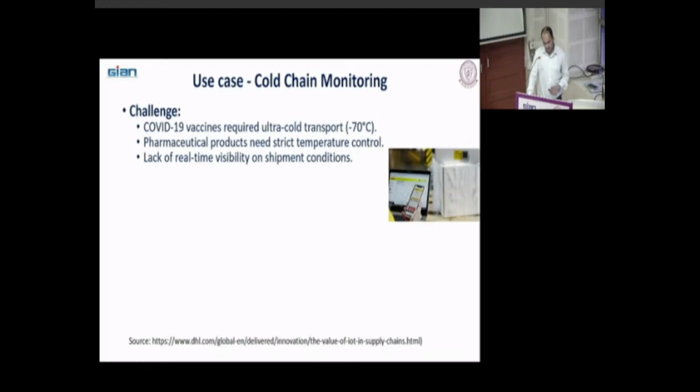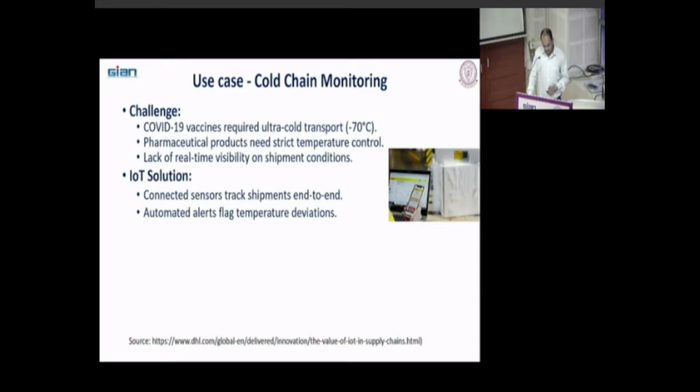The challenge is lack of real-time visibility on shipment condition. IoT solution: connected sensors track shipments end to end. So you are not using only one sensor, you are using a couple of sensors, connected to each other. They send information about the temperature, humidity, and all the requirements for the pharmaceutical products. Automated alerts flag temperature deviation. Real-time reporting ensures compliance and audit readiness.